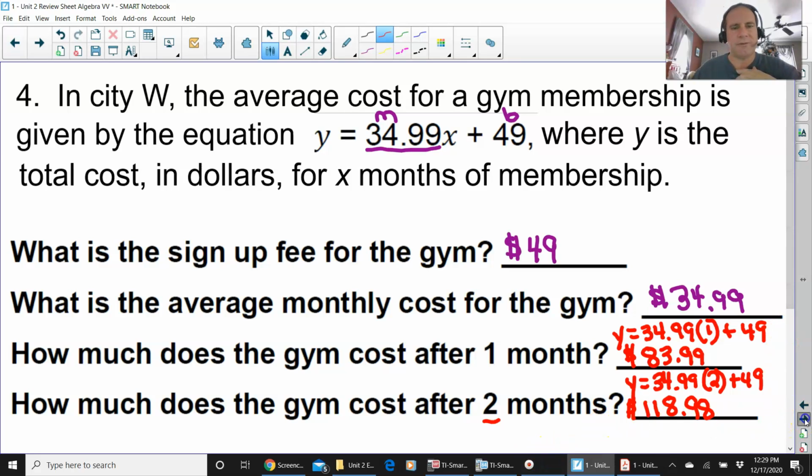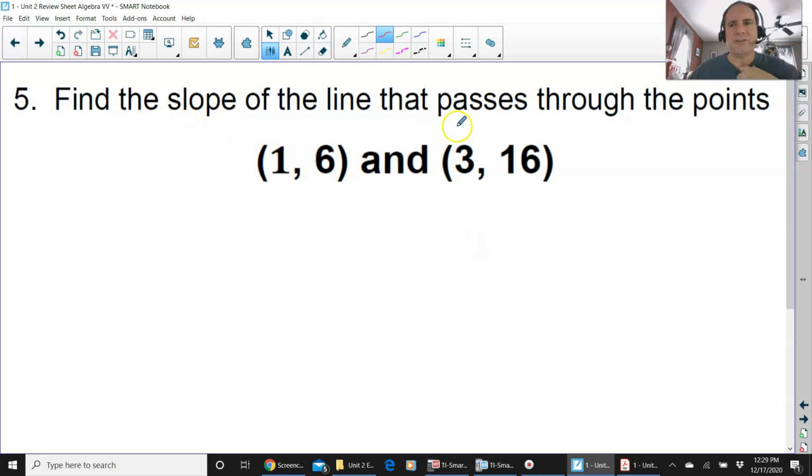So that was number 4. Number 5, find the slope of the line. Pretty easy question. Remember, the slope formula for when you have 2 points and no graph is y2 minus y1 over x2 minus x1.